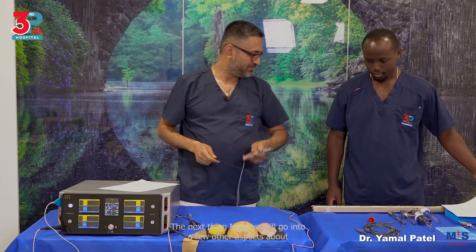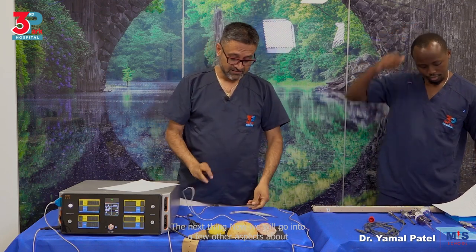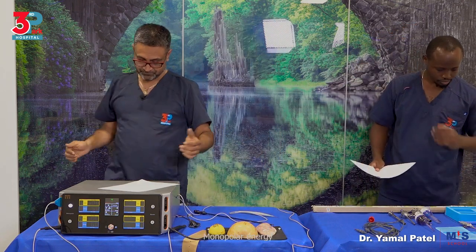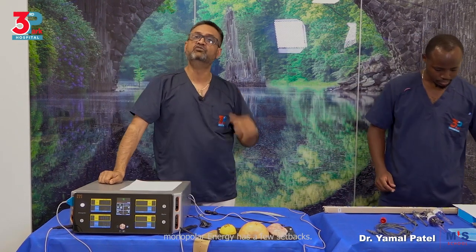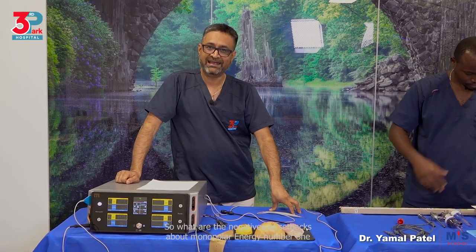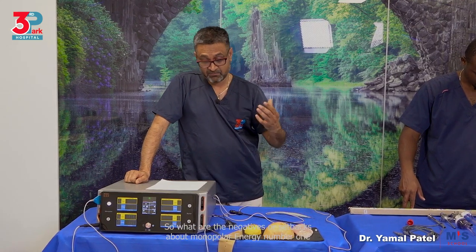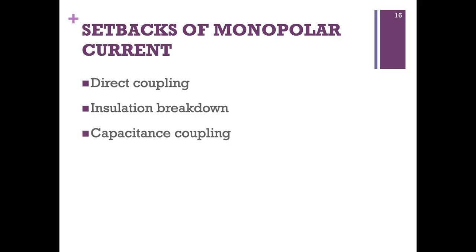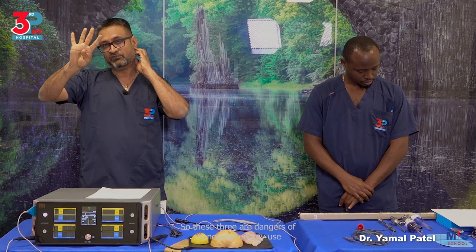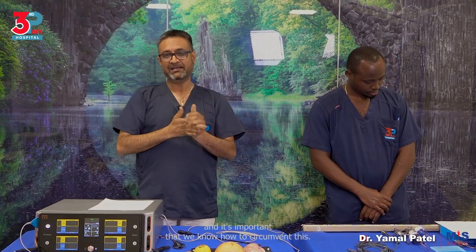The next thing, now we will go into a few other aspects about monopolar energy. Monopolar energy has a few setbacks. So what are the negatives or setbacks about monopolar energy? Number 1, monopolar energy has a negative about something called direct coupling. It has a setback in the form of capacitive coupling, and it has another setback in the form of insulation failure. So these 3 are dangers of monopolar energy use, and it's important that we know how to circumvent this.